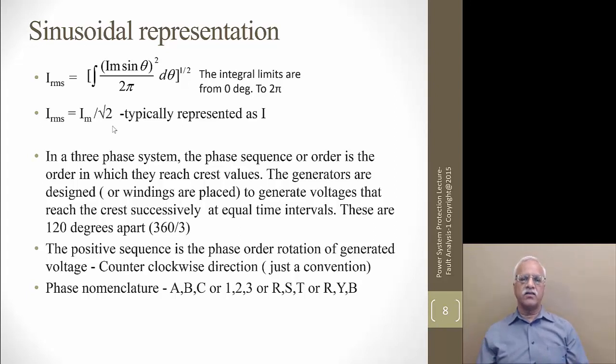We will talk about the sequence numbers again. This is a regular rotation of a generator. Generators produce voltages in this particular fashion. The nomenclature varies between different companies or countries. We call it ABC. Some people call it 1, 2, 3. Then there is RST in Europe, and RYB also in Europe and Asia. There are other letters which are used in different parts of the world.